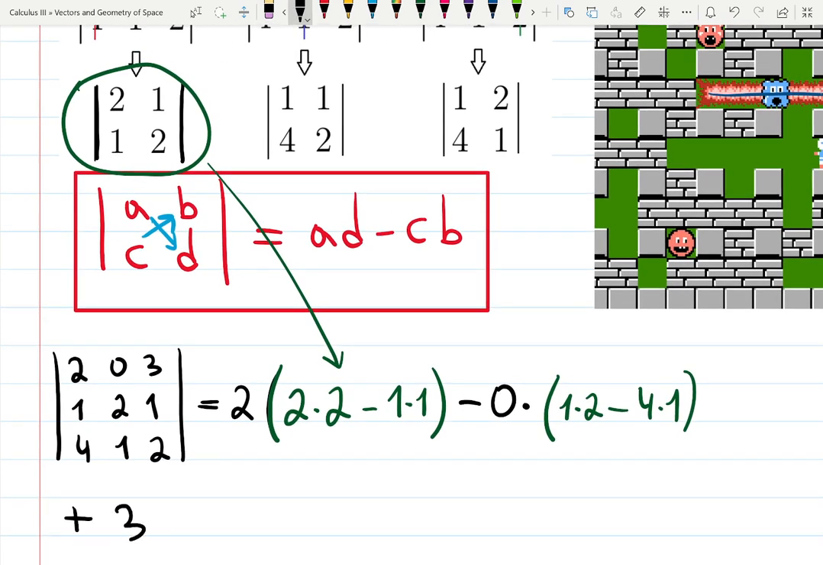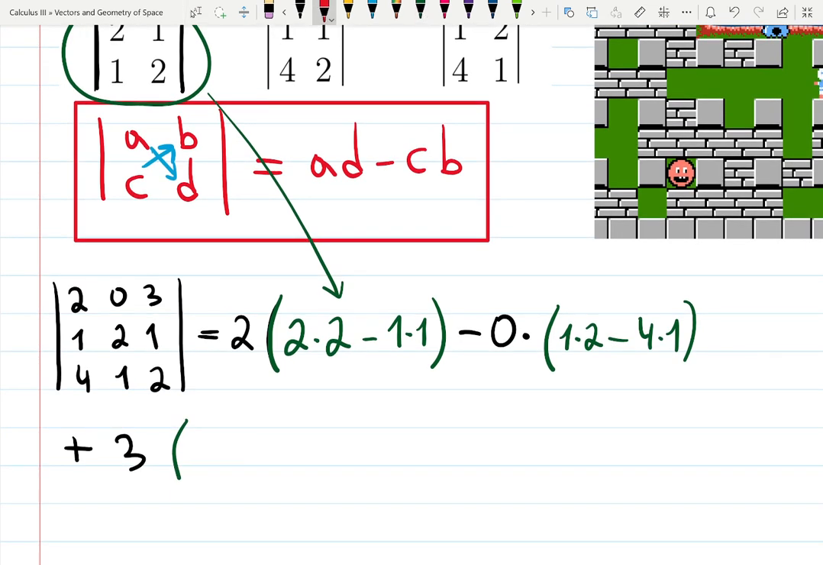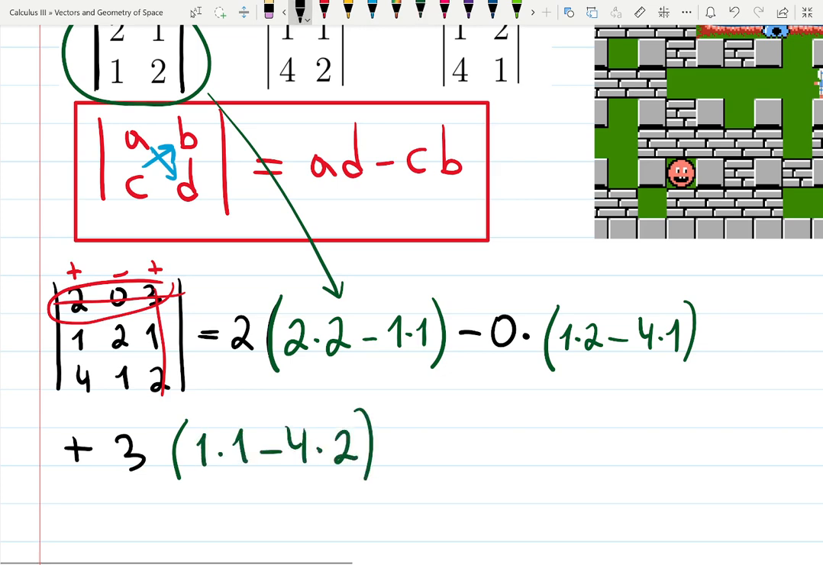3, plus, so not minus anymore. Sign does not change. It did change, so it's going to be plus, minus, plus for this row. And then for 3, I close these guys, and I look at it carefully, and I see 1 times 1 minus 4 times 2. So this is how I do it in my mind. That's what you'll be doing in your homework on the first exam.